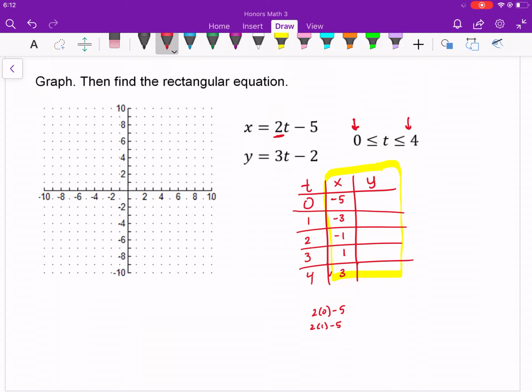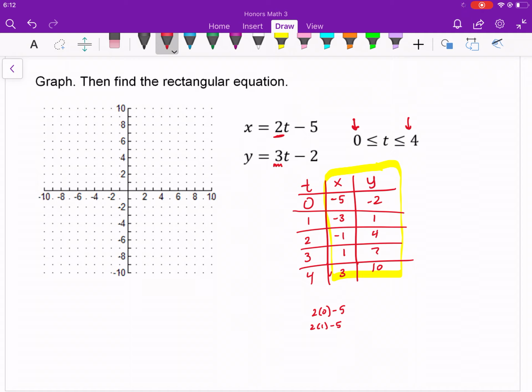So same idea with y. If I put 0 in, I get negative 2. Since this is a line, my slope will be 3, so I'll go up by 3. So negative 2, 1, and then 4, 7, and 10.